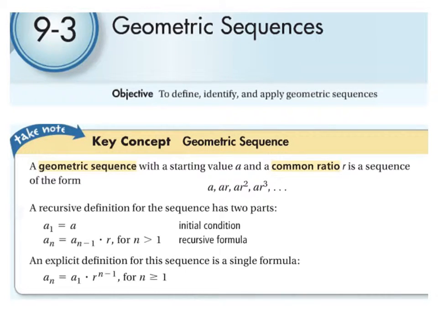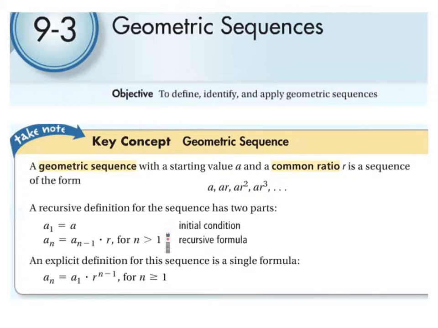Hello, today we're going to be talking about geometric sequences. A geometric sequence has a starting value A, and if it has a common ratio R, then it's going to have this form here, where the first term would be A, second term is A times R, then A times R squared, and A times R cubed. We have both a recursive definition and explicit definition for those.